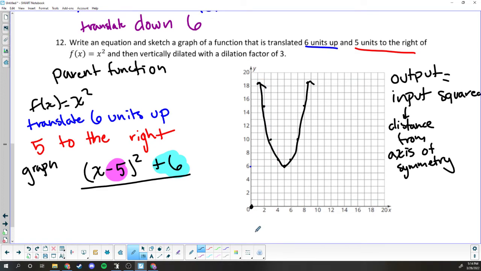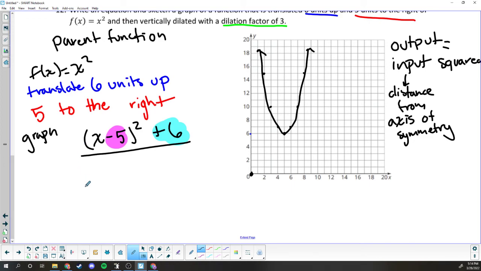Now here's what we're going to do. We're going to finally take our last step and dilate by a factor of 3, which means we're going to graph this. If we dilate by a factor of 3, that changes our leading coefficient. So here's our last step, is to graph 3 times x minus 5 squared plus 6. Okay, and I'll do that in green. Here's how you do it.